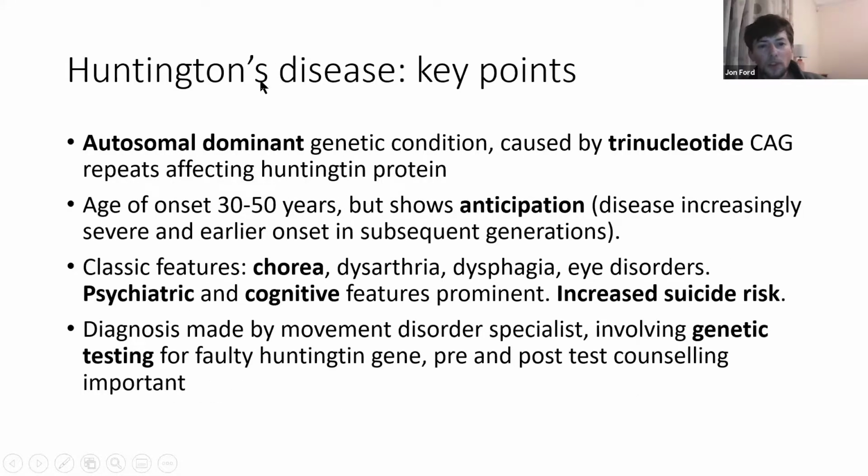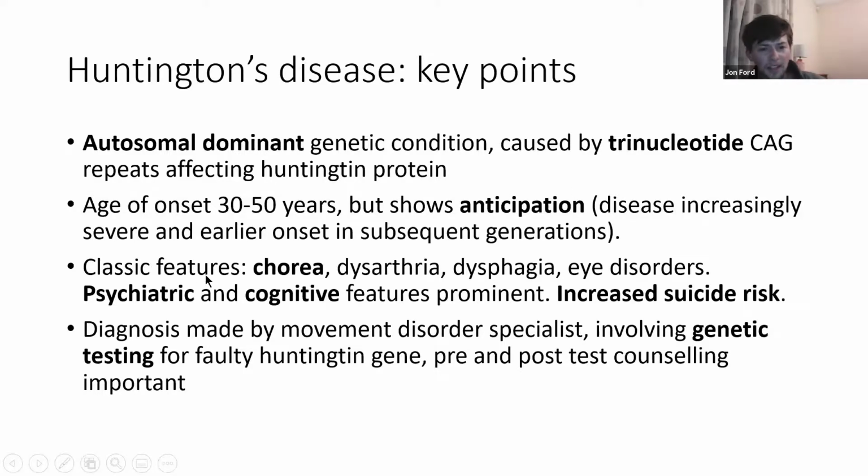So a quick bit on Huntington's disease. You don't need to know too much about this for the exam, but the stuff that is worth knowing comes up quite a lot. So it's an autosomal dominant condition, which is caused by trinucleotide CAG repeats affecting the Huntington protein. It often starts around 30 to 50, but sometimes it can occur younger in juvenile Huntington's disease. And it shows the concept of anticipation, which is where the disease becomes increasingly severe and earlier onset in subsequent generations.